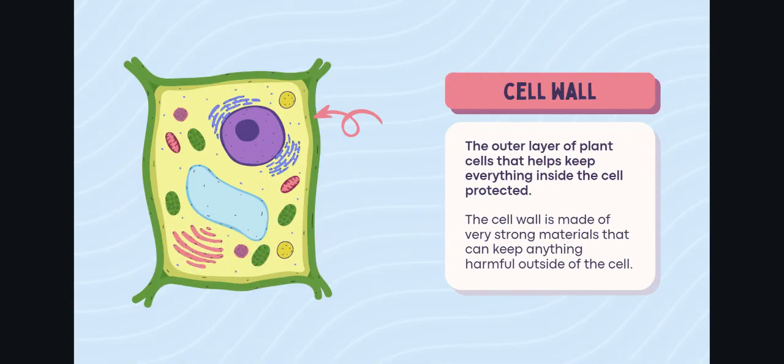So the cell wall. This is the outermost part, and it's only found in plant cells. This adds an extra layer of protection and gives structure to the plant, since plants don't have bones like us. The cell wall is made of very strong materials that keep anything harmful outside of the cell.